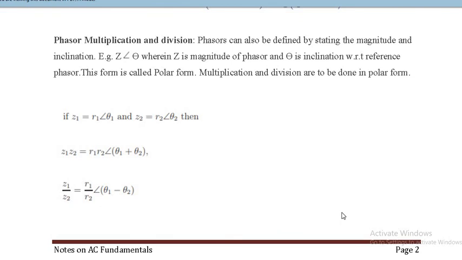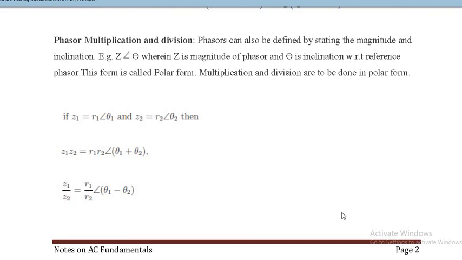Let us say some vector z1 is given as r1 at an angle theta 1, and z2 is given as r2 at an angle theta 2. Then z1 into z2, the product of these two, will simply be the normal product of the magnitudes, that is r1 into r2, and the angle will be theta 1 plus theta 2. What I mean is that the phases get added up. Again, when it is the product of these two, z1 into z2 is equal to r1 into r2, and the angle is the sum of the two phases when it is multiplication.